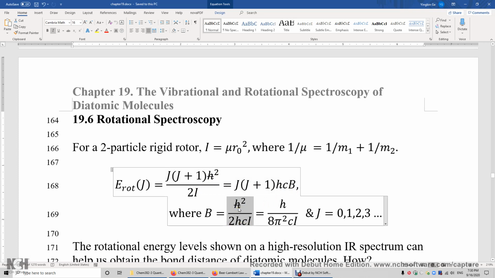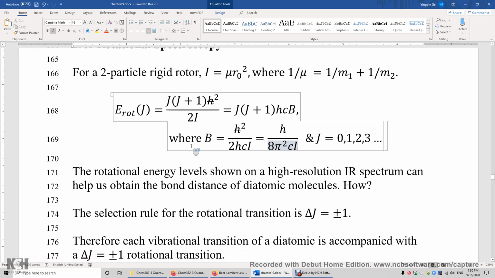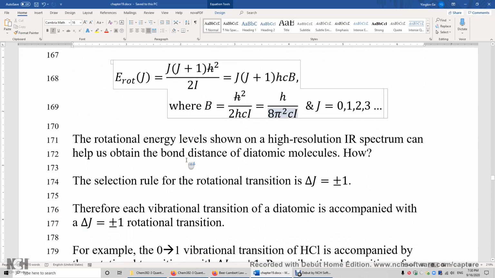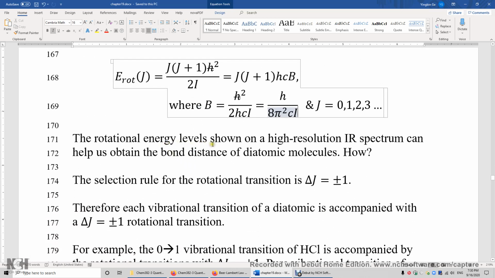h bar is the reduced Planck constant. h bar is h over 2 pi, so B is equal to h over 8 pi squared cI. Again, h is the Planck constant, c is the speed of light, and I is the moment of inertia of this two-particle rigid rotor. The rotational energy levels shown on a high-resolution infrared spectrum can help us obtain the bond distance of diatomic molecules. I'm going to explain that a bit later.